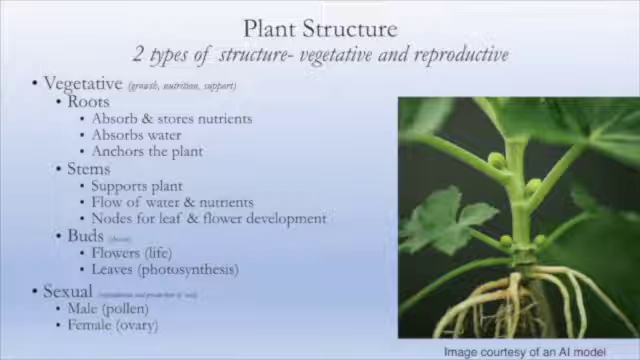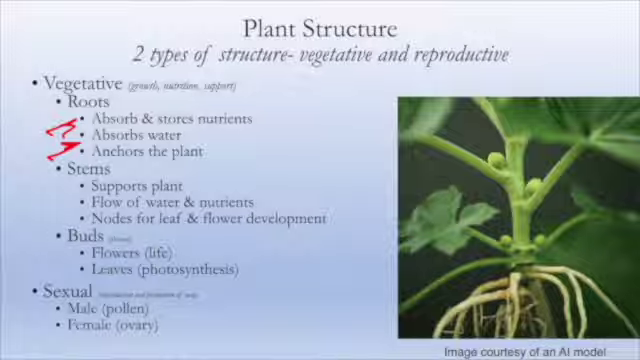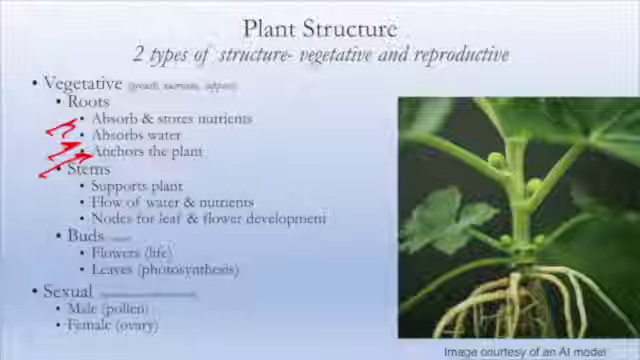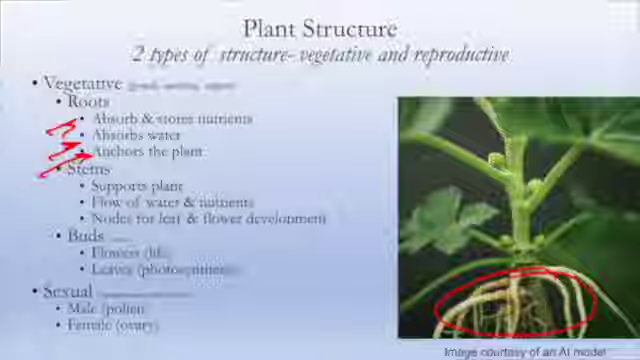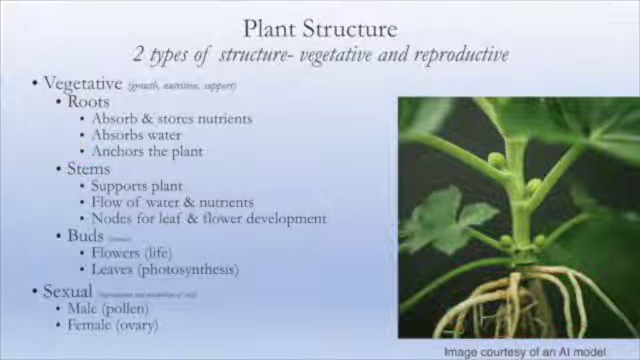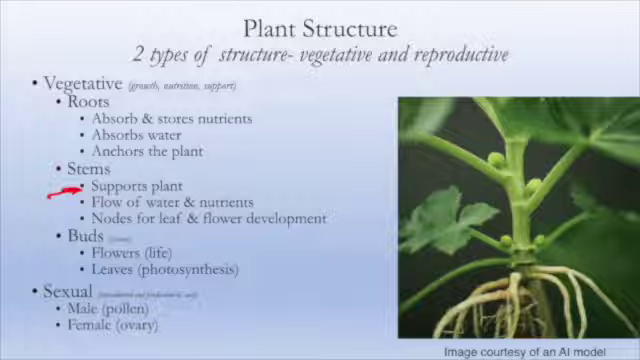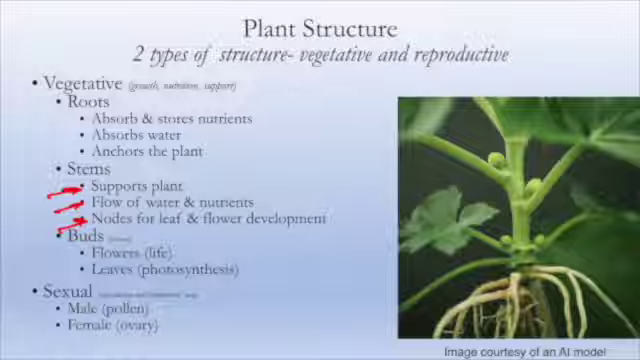Roots. Roots absorb and store nutrients. Roots absorb water, and roots anchor the plant. And here in this diagram, or this image, you see there are the roots. All right, stems. Stems support the plant as it comes out of the ground, whether it's the fruit or the flower or the nodes or whatever. It provides the vehicle for the flow of water and nutrients, and it provides the nodes from which leaves and or flowers or fruit will develop.